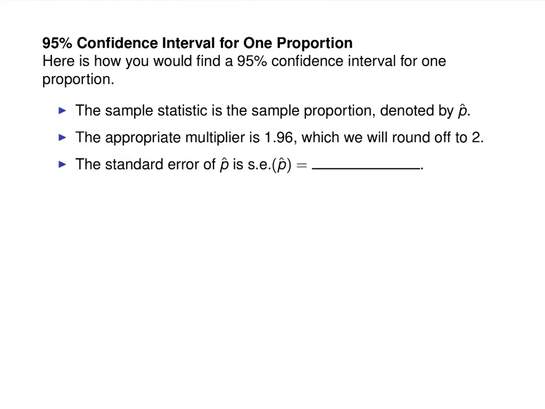So the 95% confidence interval for one proportion. First you find the sample statistic, and that is the sample proportion, which is denoted by p hat. The appropriate multiplier is 1.96, but you think 95% confidence, that's 2 standard deviations, so we just go ahead and usually use 2, because 2 is close enough. And the standard error of p hat is root p hat times 1 minus p hat, all over n. And remember that the standard error of p hat is an estimate of the standard deviation of p hat.